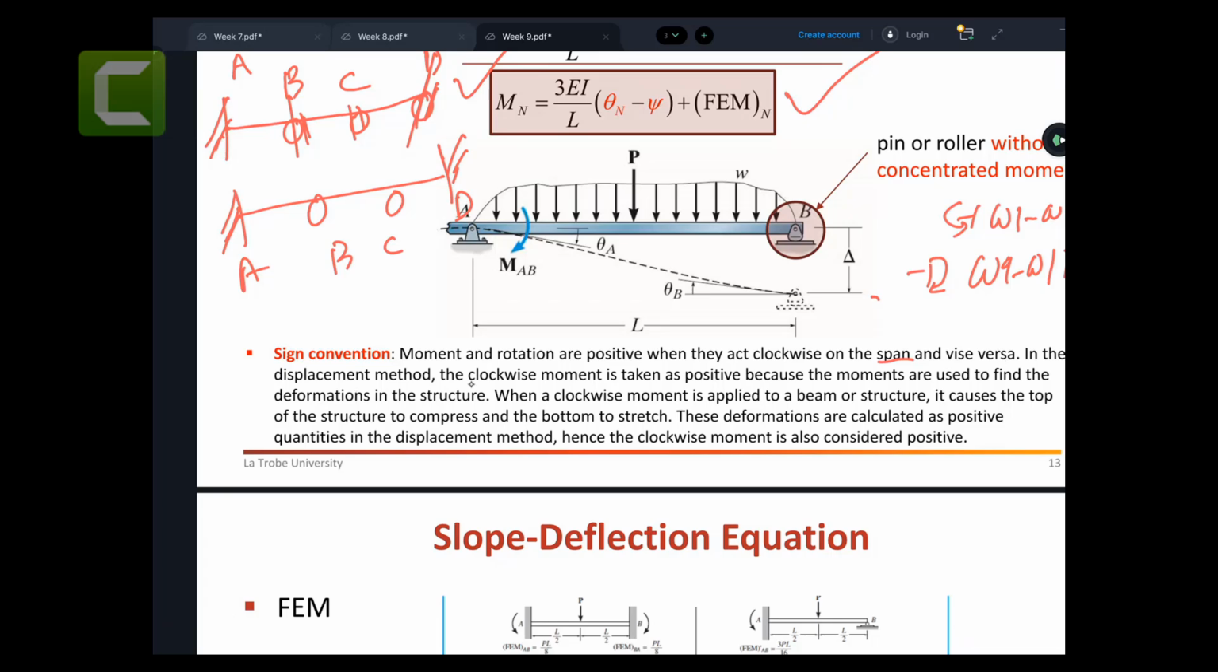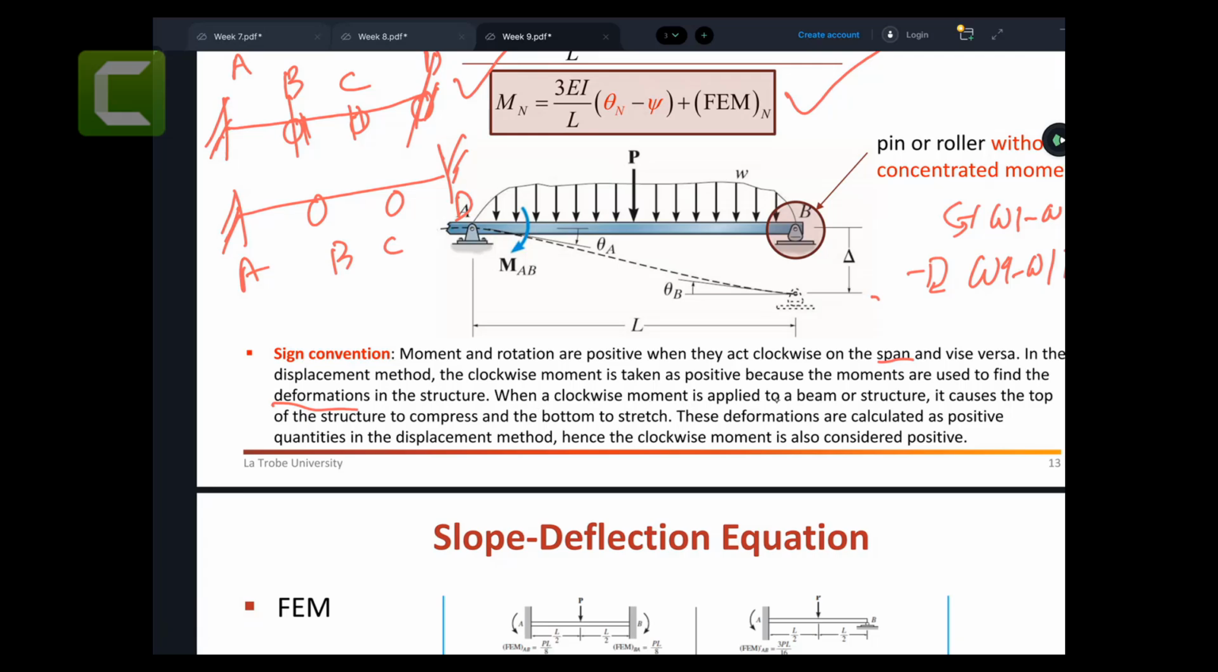In the displacement method, clockwise moment is taken as positive because moments are used to find the deformation in the structures. As I said, in the displacement methods, displacement is your unknown. In the force method, force is your unknown. So in the displacement method, moments are taken as positive because they are used to calculate displacements, not forces. They are specifically used to calculate deformations like displacement.